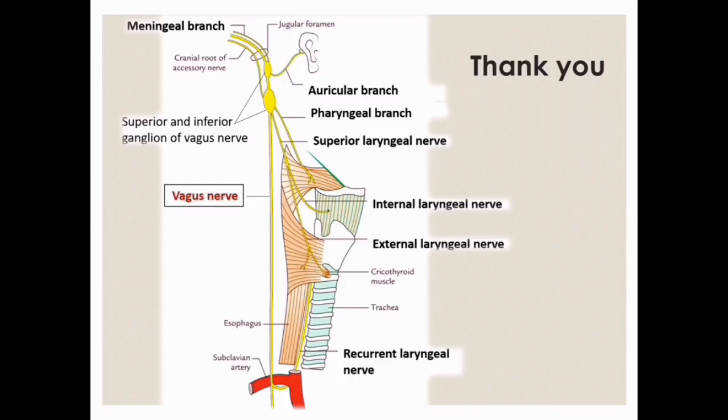This is a nice diagram that you could use if you ever have a LAQ on the vagus, right? Because it nicely shows the branches along with the relations to a certain extent.